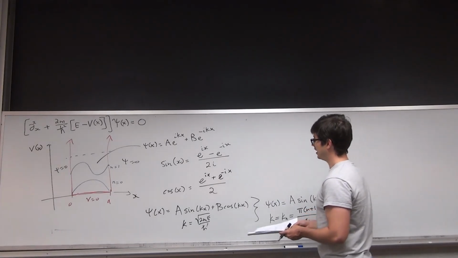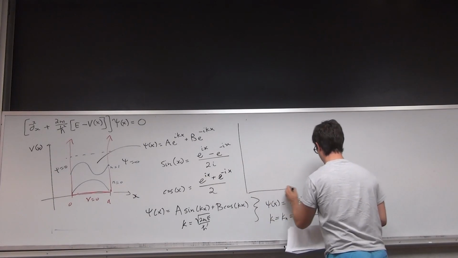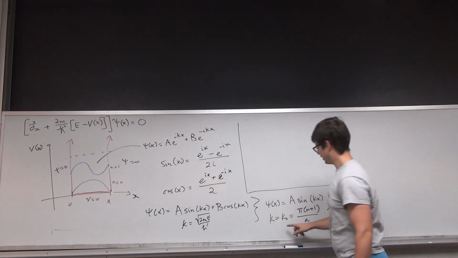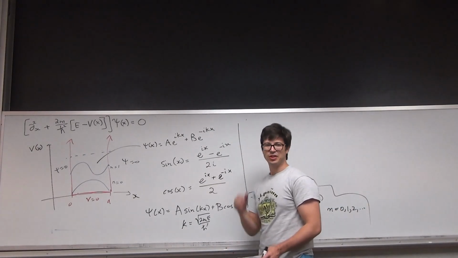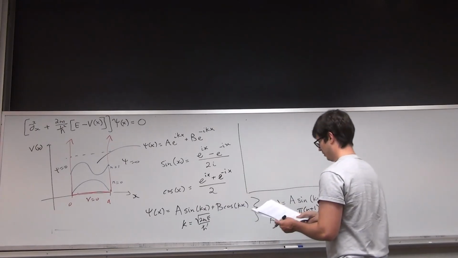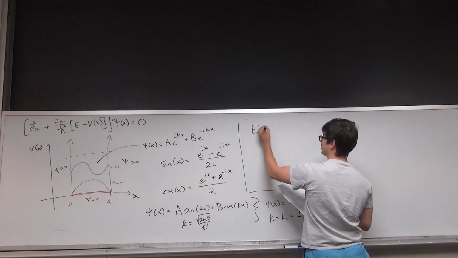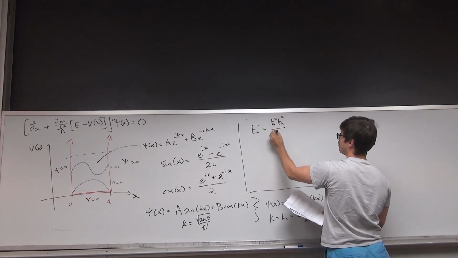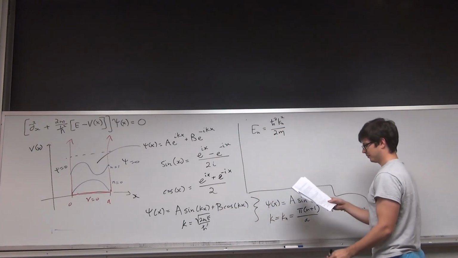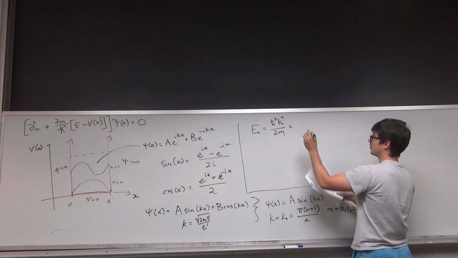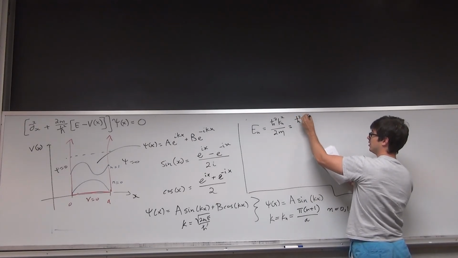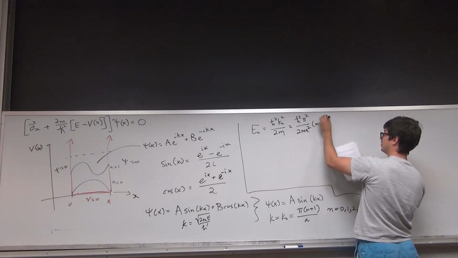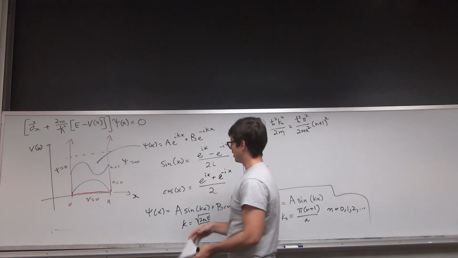And what does this mean? It means that instead of being able to set our energy wherever we want, remember our energy is related to the k's, we only get certain values of the energy that work. It means that the energies are quantized, and they're given by h bar squared k_n squared over 2m. That's just inverting this equation. And that's equal to h bar squared pi squared over 2ma squared times (n plus 1) squared. Those are the quantized energy levels.